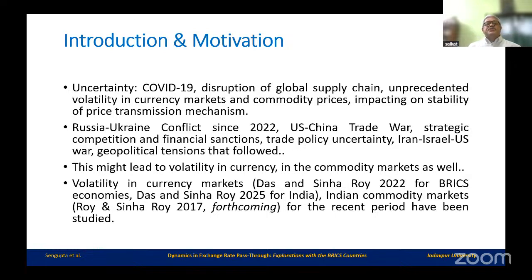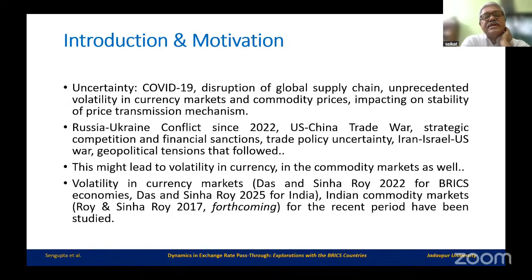Then you have the Russia-Ukraine conflict since 2022, the US-China trade war which preceded that, strategic competition and financial sanctions, trade policy uncertainty, and the most recent, the Iran-Israel-US war and geopolitical tensions that followed. All these might lead to volatility in currency and in the commodity market as well.